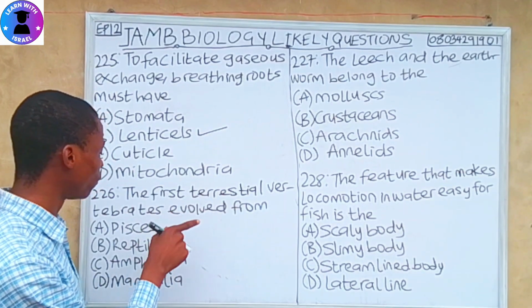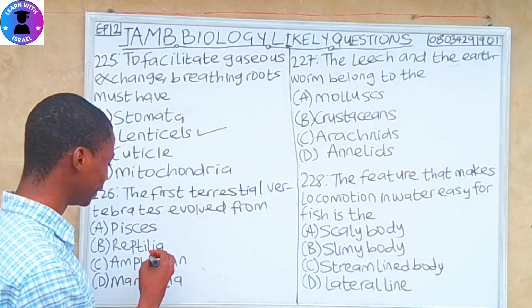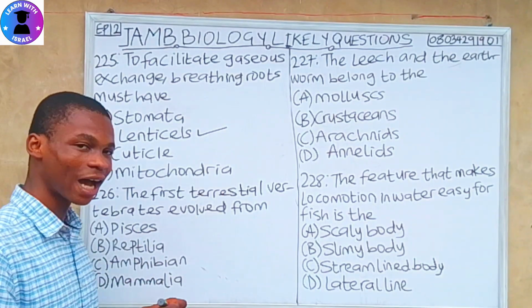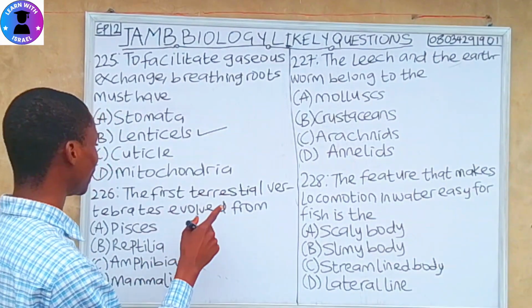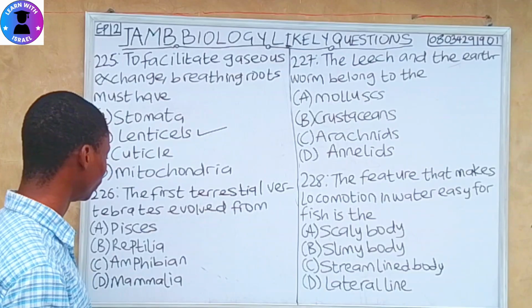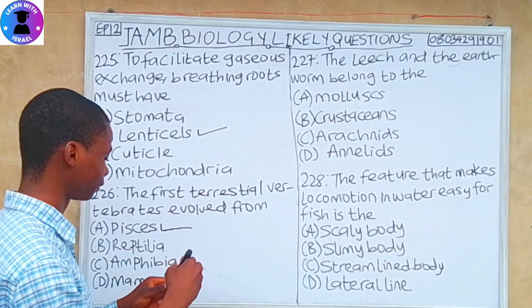And amphibian evolved from Pisces, which is option A. Pisces are also known as fishes. So the first terrestrial vertebrate evolved from Pisces, which is the correct answer.